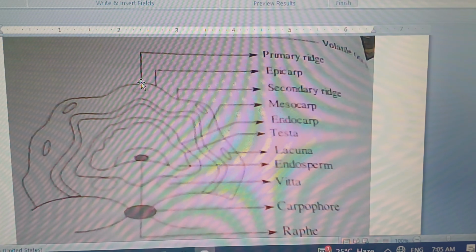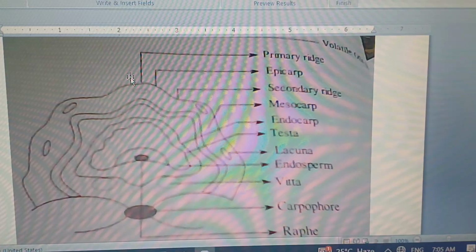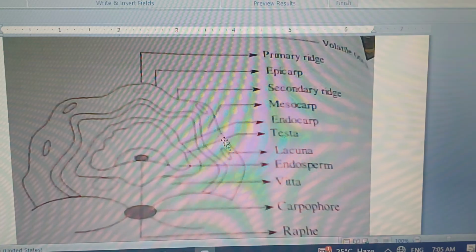Primary outermost, you can watch the primary ridge. You can see very easily, this is primary ridge, primary ridge, primary ridge, primary ridge. Then the outermost layer is the epicarp. You can watch the epicarp.